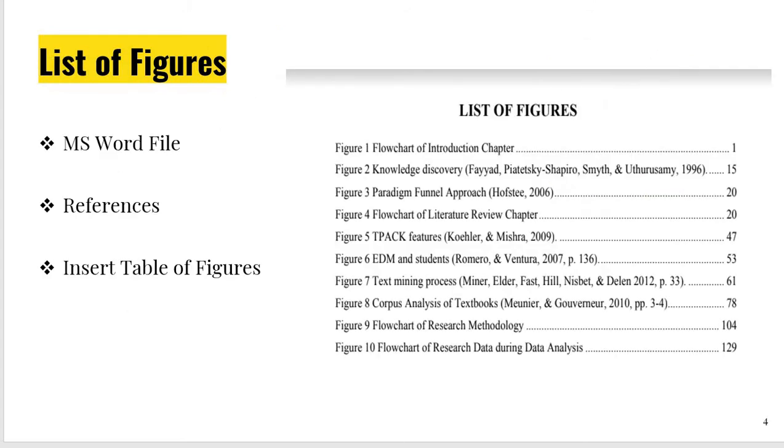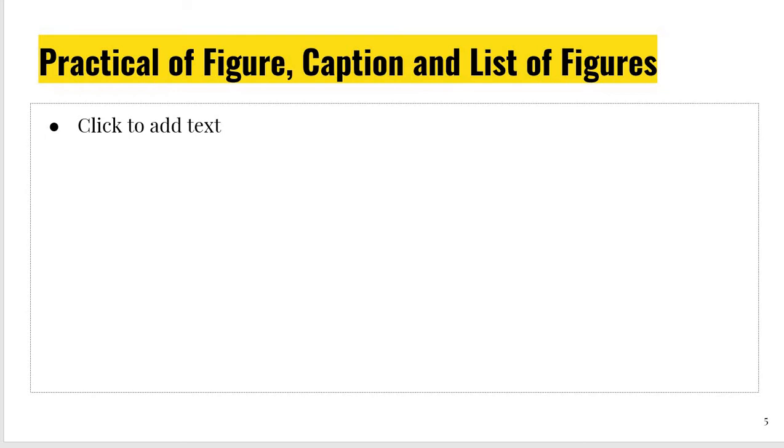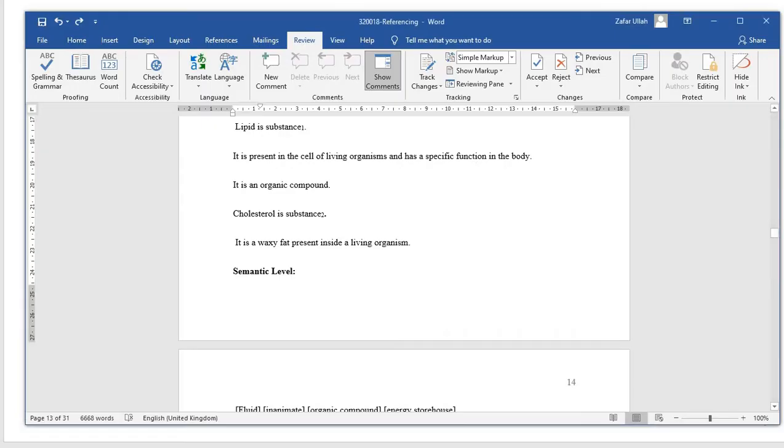Okay, then we generate the list of figures. After the table of contents, we mention the list of figures. Again, you will go to the MS Word file, References, and there is the option Insert Table of Figures. You will click on it and it will show in front of you. Now let's see how it works. I give you a demo.